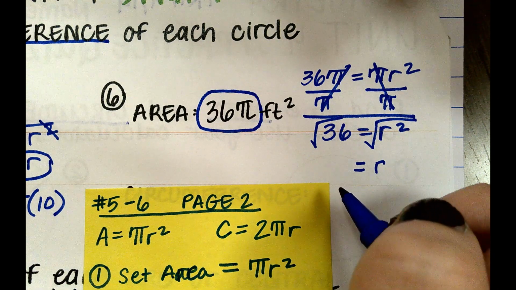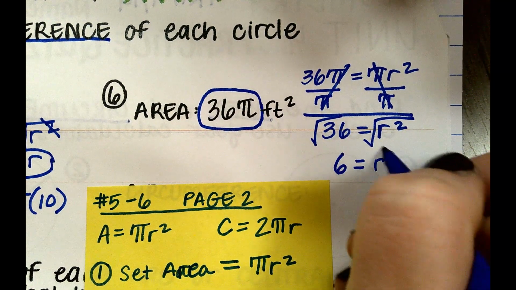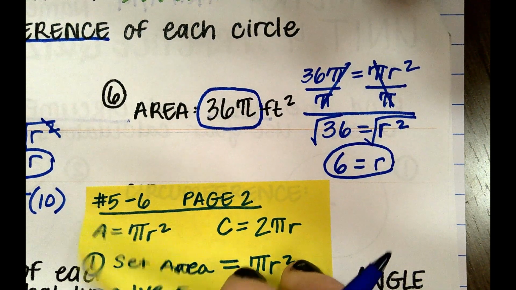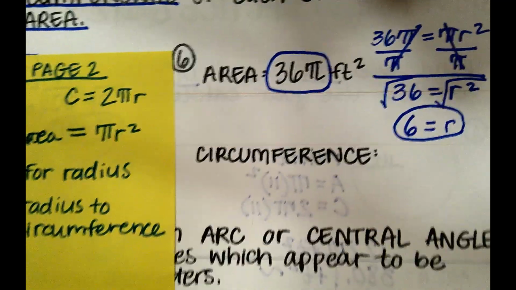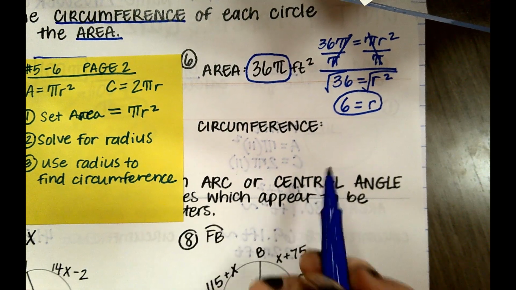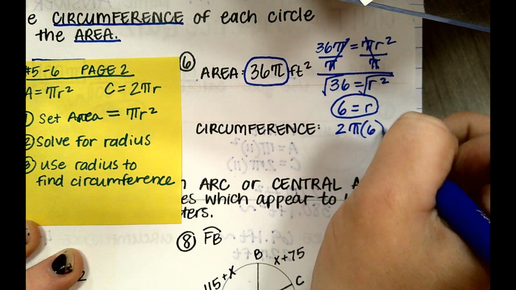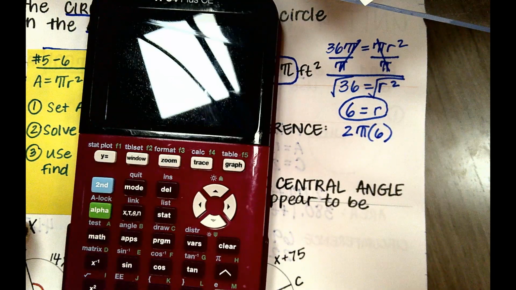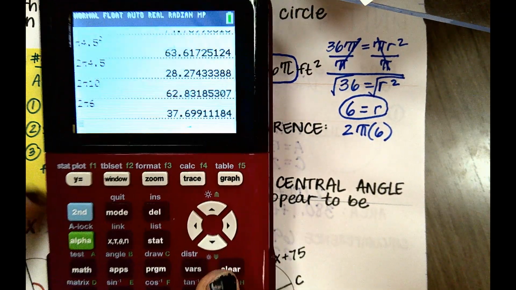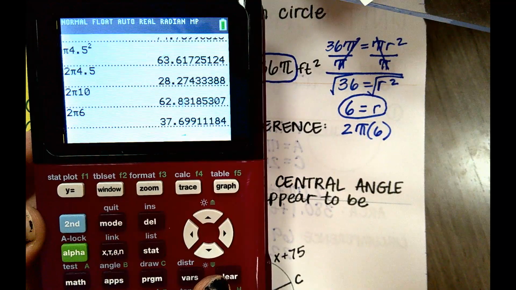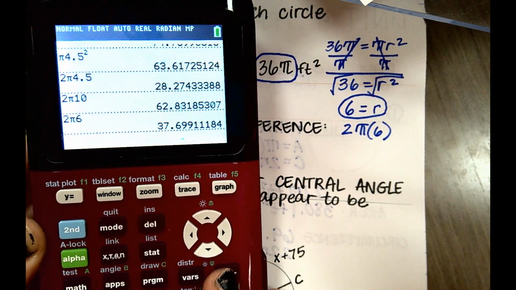What's my radius? 6. Good. But I still need circumference. So you're going to put 2 pi 6. Good. 2 pi 6. And what does that give us? 37.69. Perfect. 37.69 approximately. I'm going to round that to 37.7.